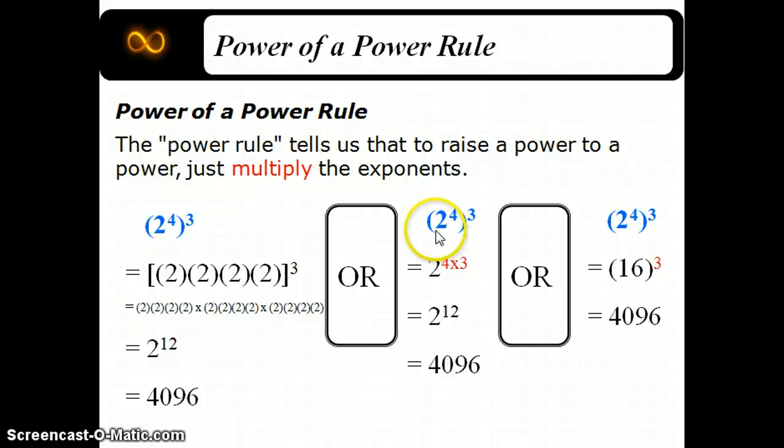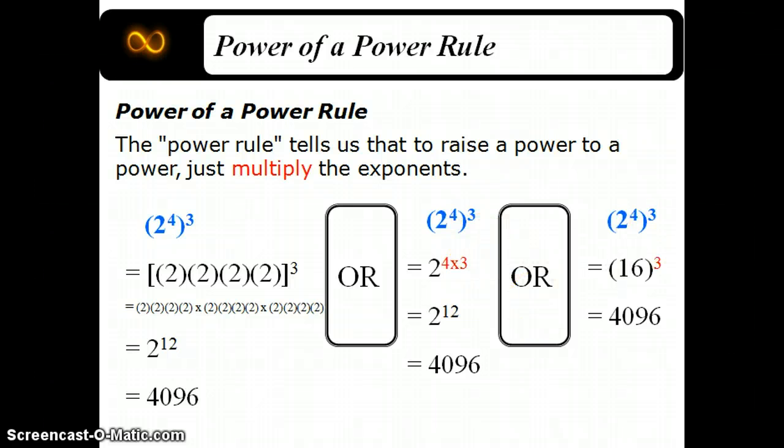So over here, 2 to the power of 4 all raised to the power of 3. Powers are side by side. I can multiply those together to get 2 to the power of 4 times 3, which is 12. And I could leave it in exponential form, or if I need to, I can put it in standard form of 4096.